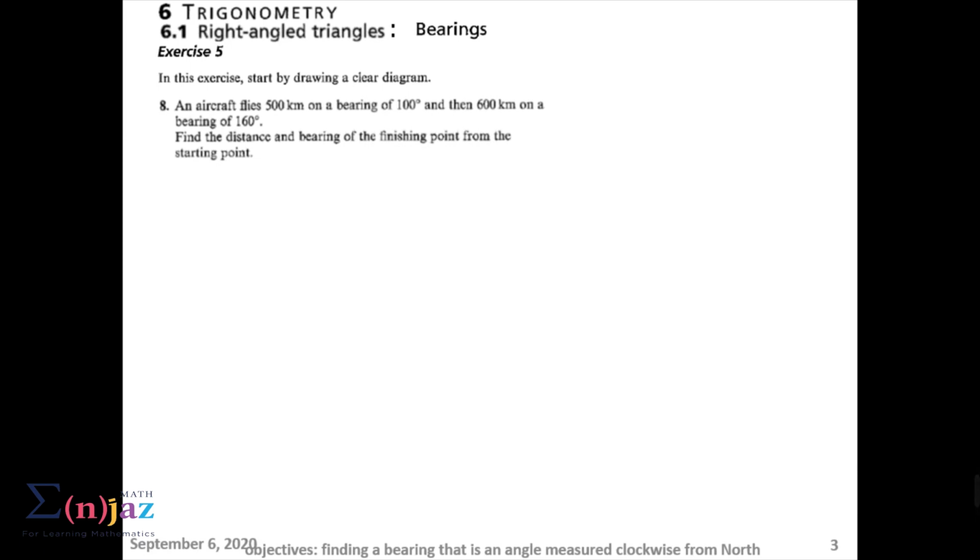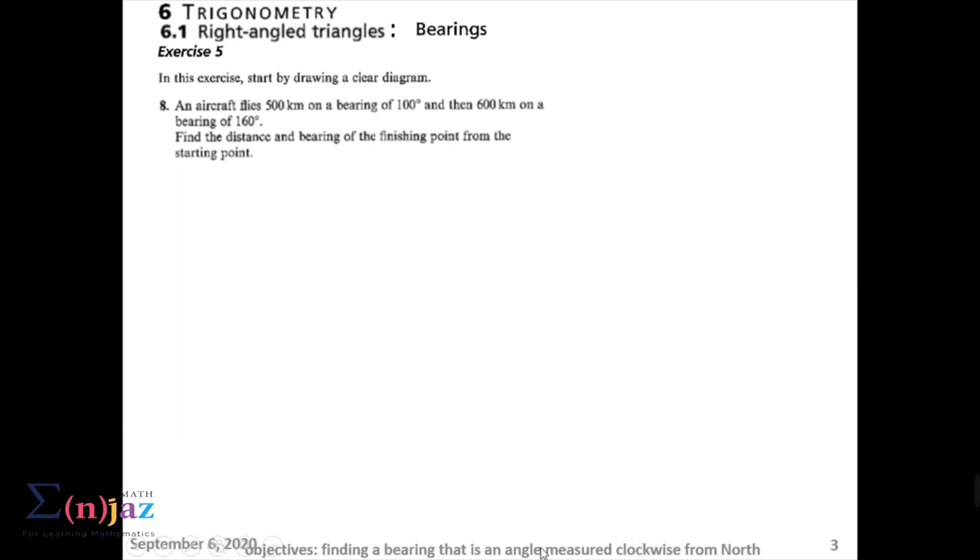An aircraft flies 500 kilometers on a bearing of 100 degrees. If you look down there, it says finding a bearing: that is an angle measured clockwise from the north. So the bearing is an angle that is measured always clockwise and from the north.